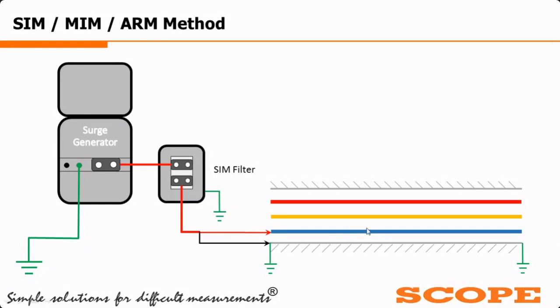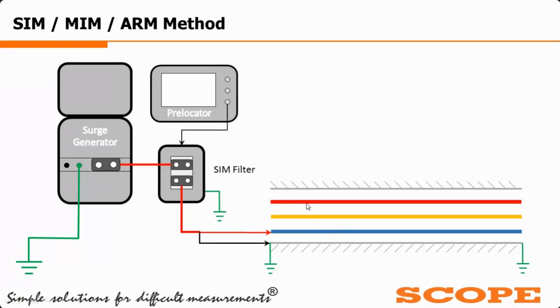So here let us consider the B phase is faulty with respect to the armor, meaning we got the IR value very weak, in terms of kilo ohms, in the diagnosis stage. So we have to connect in this way for the secondary impulse method. In this type of prelocation method, we have to connect the prelocator. In Scope Instruments, you have to connect the prelocator to the SIM filter and the surge generator.